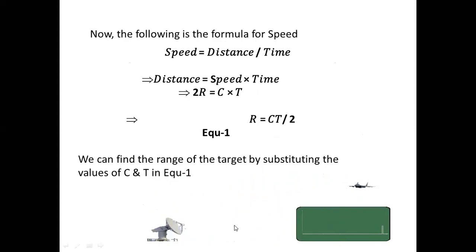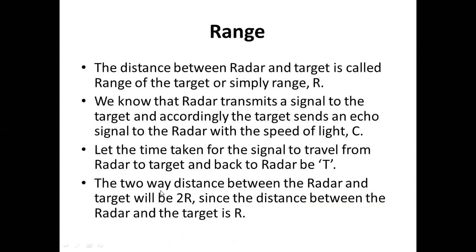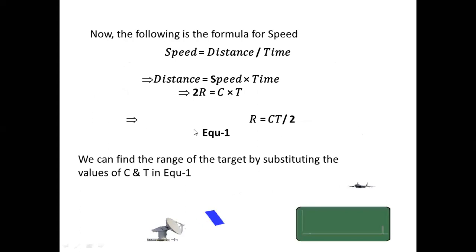Here the distance is a two-way distance. Here we are taking it as a two-way distance. So that's why I am going to represent it as 2R. Finally, the range of the radar we are going to calculate: R equals c t by 2, that is, the product of speed and time divided by 2 is nothing but the distance.